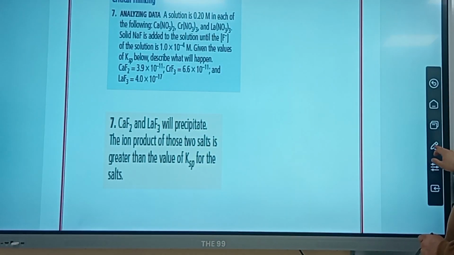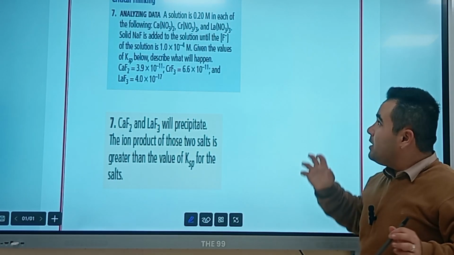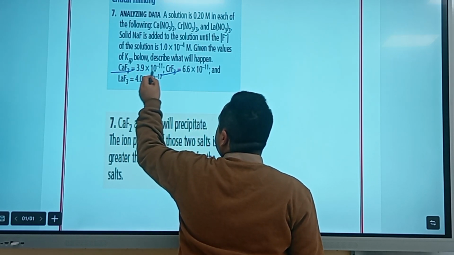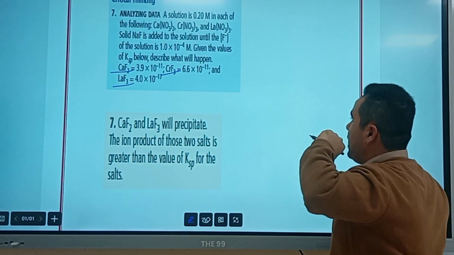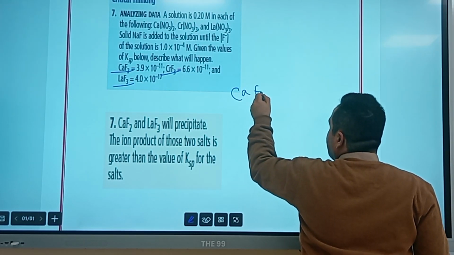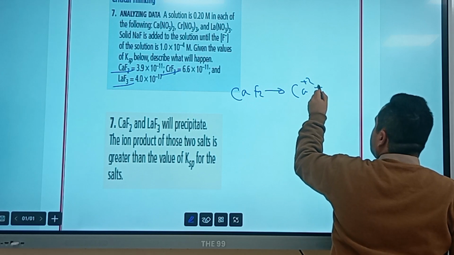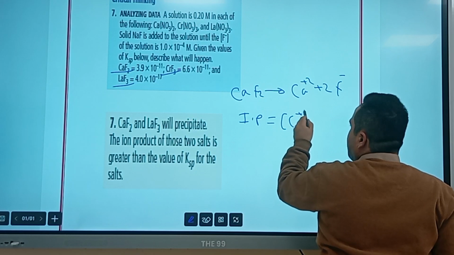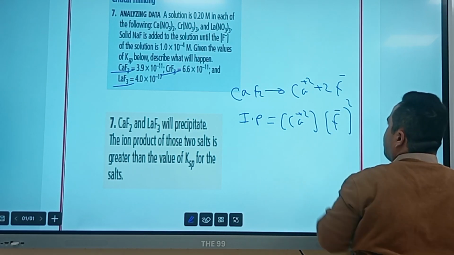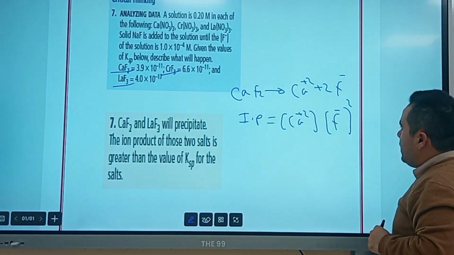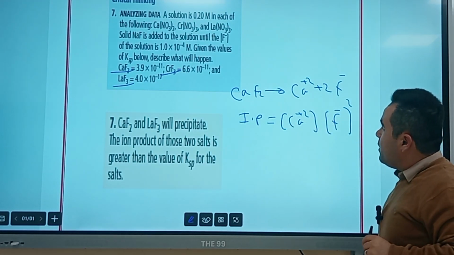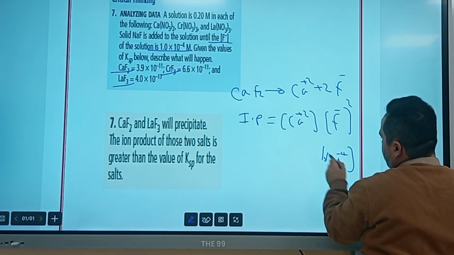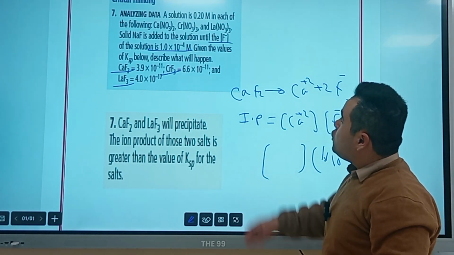Here we have a critical thinking question, guys. It says: predict which of the following precipitates, CaF2, CrF3, and LaF3. In order to predict, CaF2 will produce Ca positive 2 plus 2F negative, so IP must be calculated: Ca positive 2 multiplied by F squared. How to calculate the IP? We have to calculate the concentrations of F and Ca. The concentration of F is given from above, which is 1 times 10 to the power minus 4, squared. How to calculate the concentration of Ca?